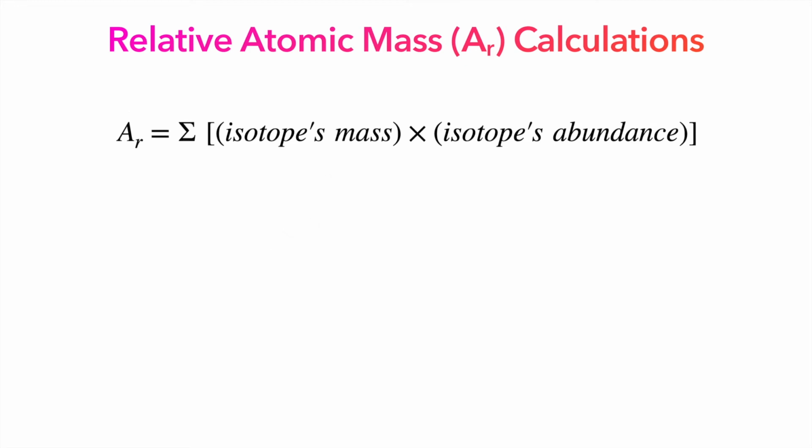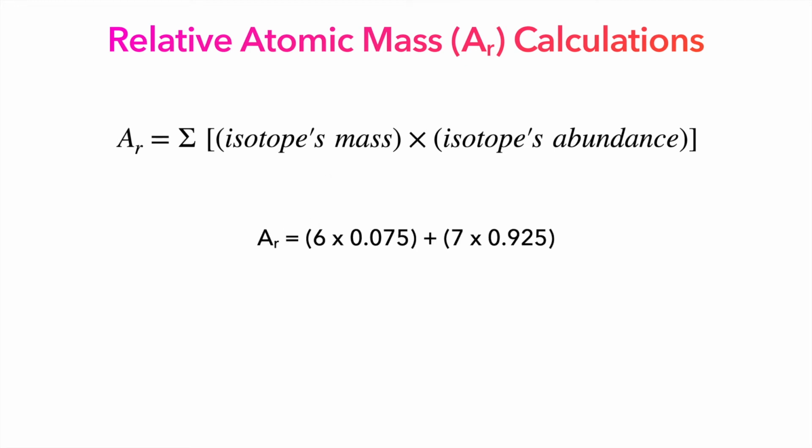If we substitute these values into our equation, we get 6 times 0.075 plus 7 times 0.925. Note that I've converted the percentage abundances into decimals in this calculation, but you can also represent them as fractions or as a percentage. I personally prefer using decimal representations because I find it far easier to put into a calculator. When we put this into a calculator, we get a relative atomic mass of 6.925, which can be rounded to 6.93.